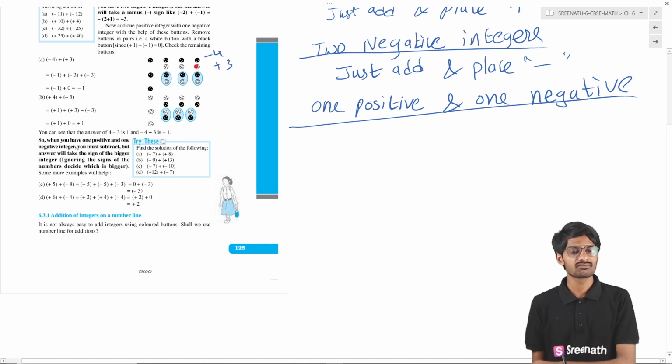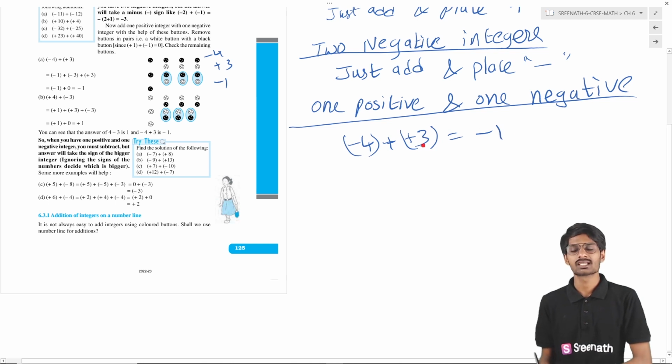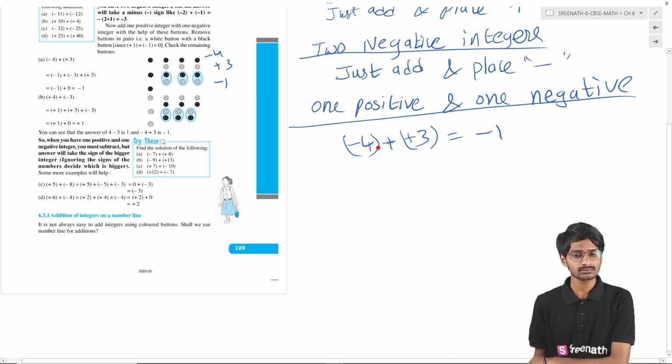So what we have discussed, if there is one black and one white, you can cancel them. If you cancel these like this, what is the remaining? The remaining is one black. So the result is minus 1. So minus 4 plus 3 will give the answer of minus 1. Okay, students, this is the first case in it.